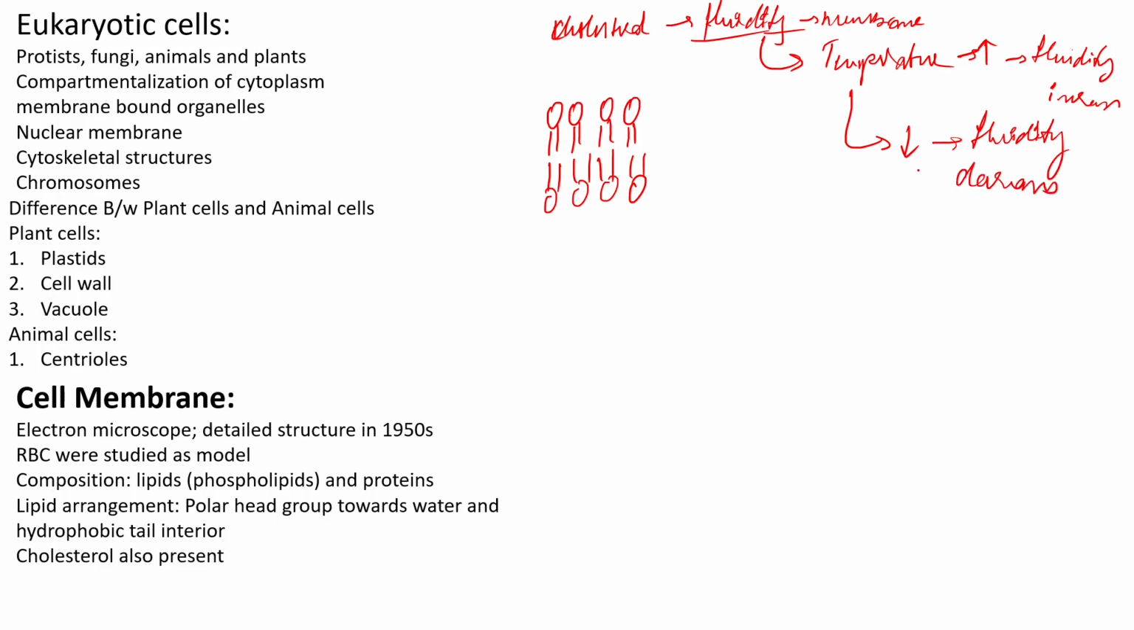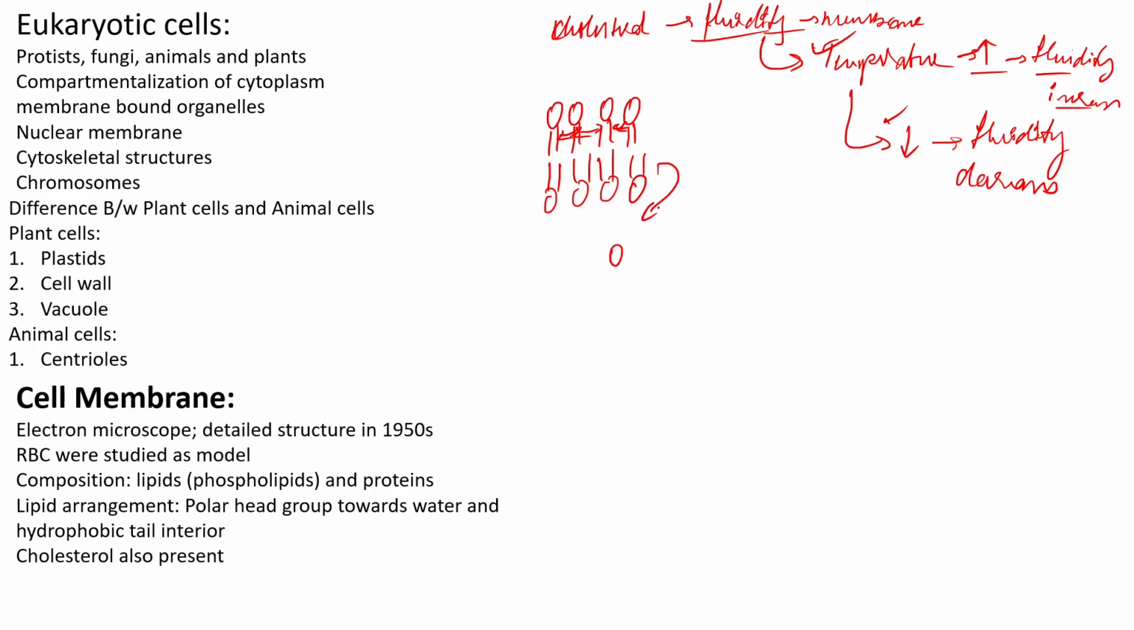Remember, if the fluidity is increasing, one of the reasons may be the increasing temperature. If the fluidity is decreasing, then one of the reasons is that the temperature is decreasing. So these are some of the important points. As the temperature increases, the membrane becomes more and more fluid. What do we mean by more fluid? The distance between the two phospholipid molecules increases.